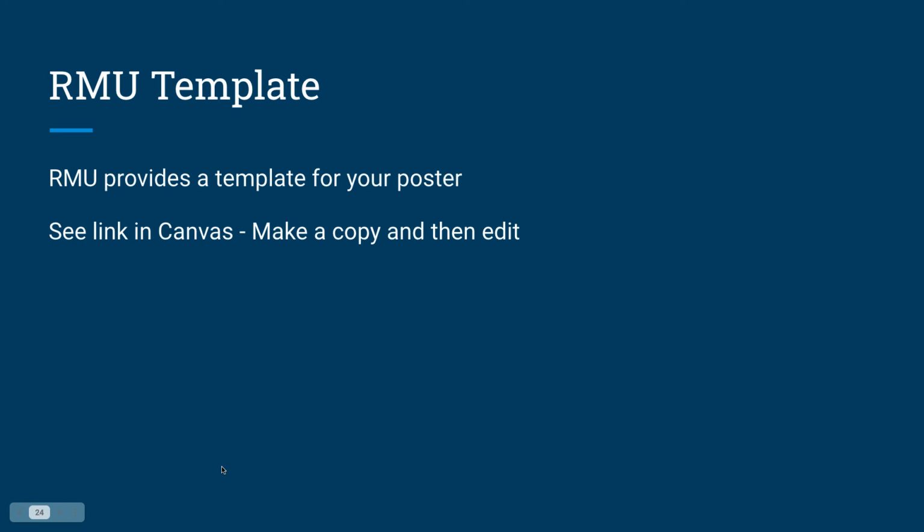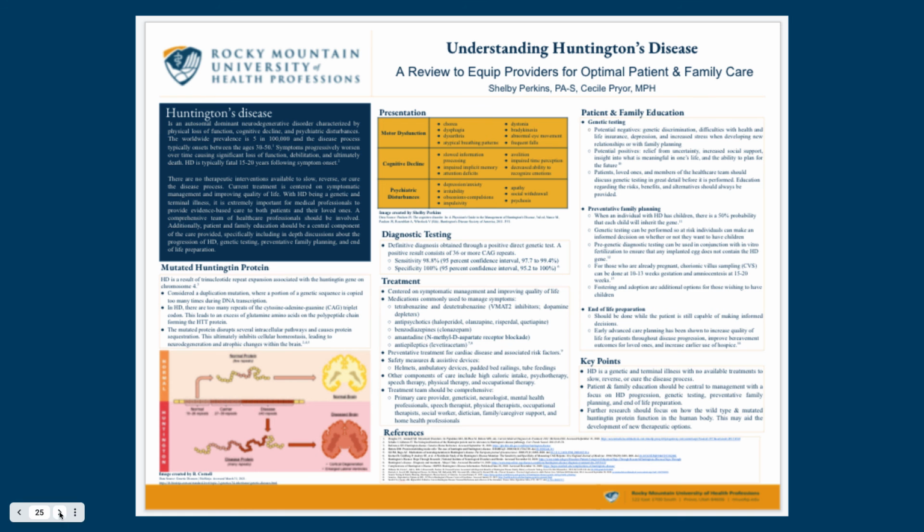So RMU has a poster template, which I'd like you to use for this assignment. And so there's a link in Canvas, and make a copy of that, and then you can edit it. And this is what it looks like. So here's the one for Huntington's disease, and you can see that she did a really good job of putting everything together. Now, there is some right justification here. I would probably leave that out. It makes it a little easier to read.